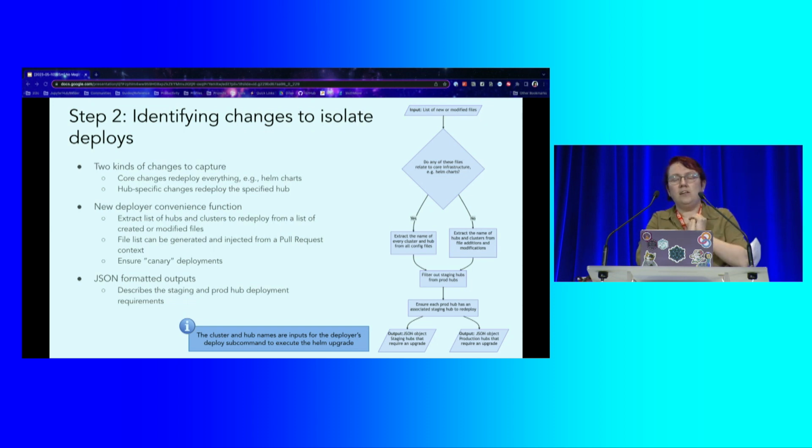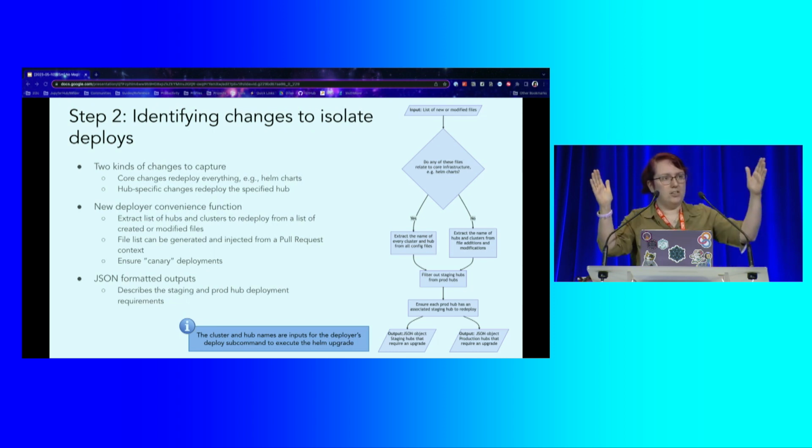And once you have your big list of everything that's changed, you then split that up into, okay, did I touch something in staging? And did I touch something in production? And if I touch something in production, is the corresponding staging reflected? And what we do is we create two JSON formatted outputs that describe prod and staging.